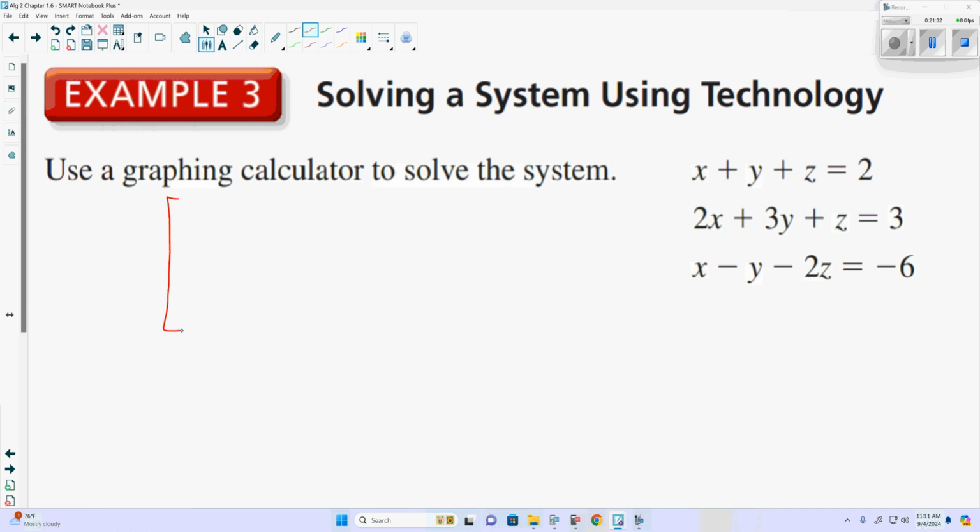So if we look at this here, first equation is x, y, z equals number. Second one, x, y, z equals number. Third one, x, y, z equals number. So we're good. Yes, sir.